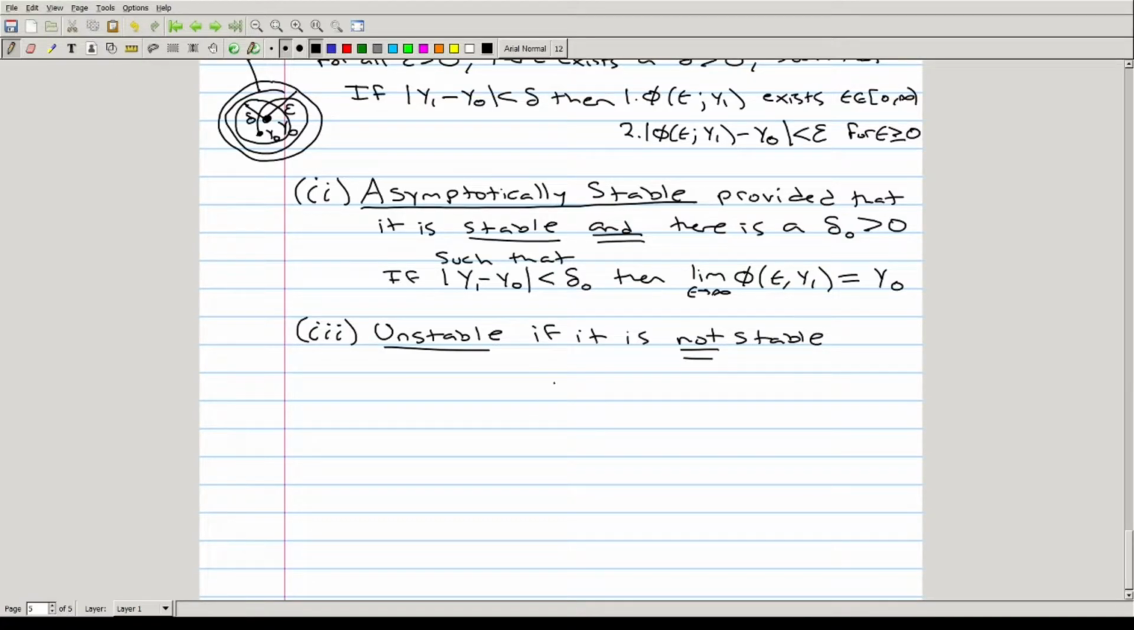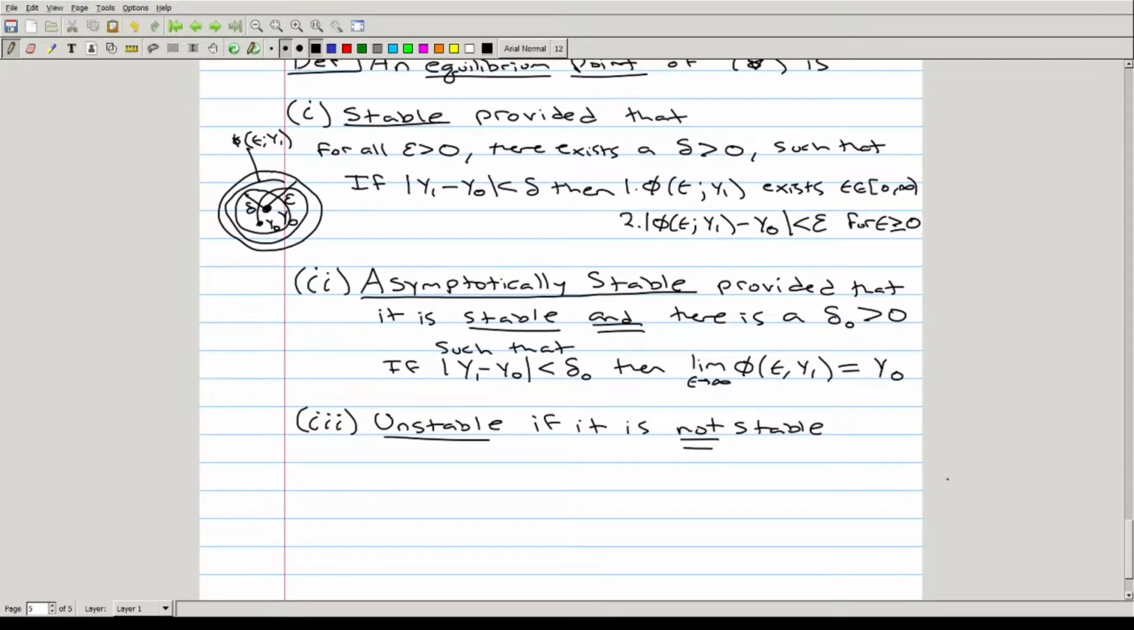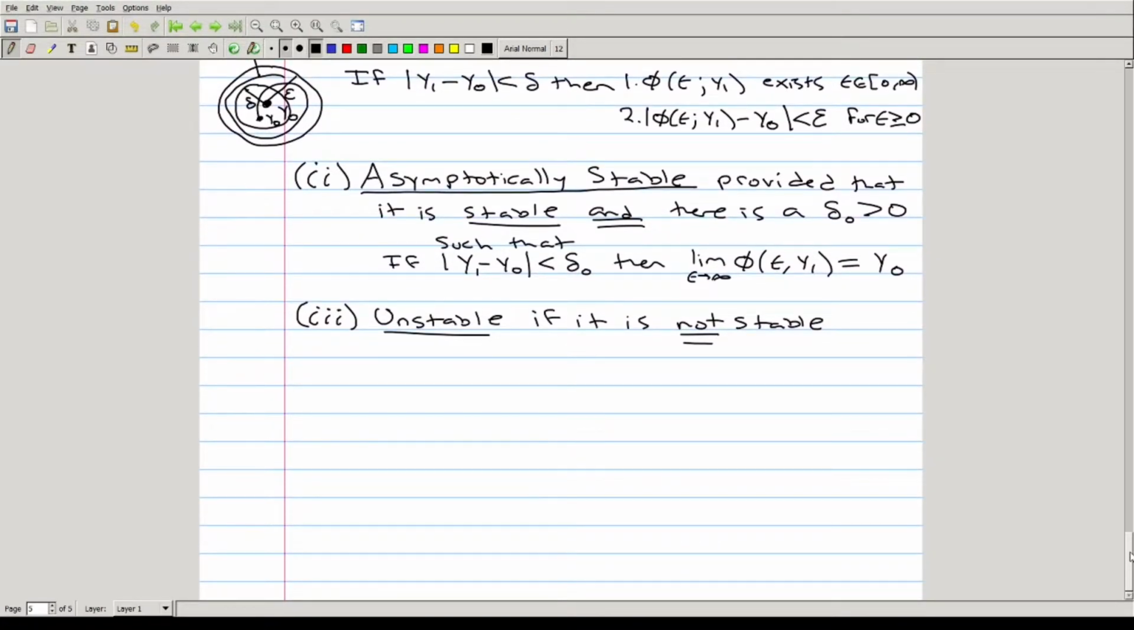And you can go through and take the logical negation of this statement right here to get the explicit definition of unstable. This is a good exercise to go through and do, but essentially it means that the solution, no matter what, will be moving away from that equilibrium point.